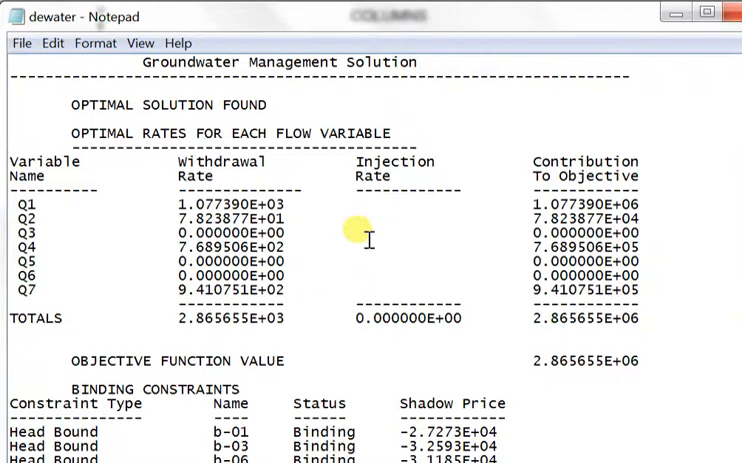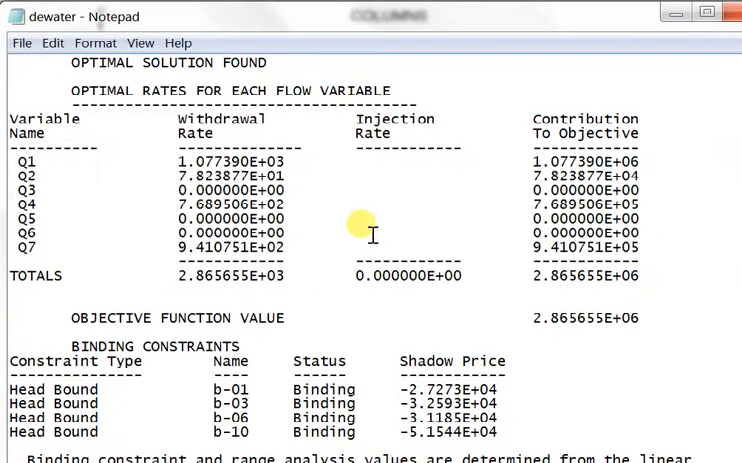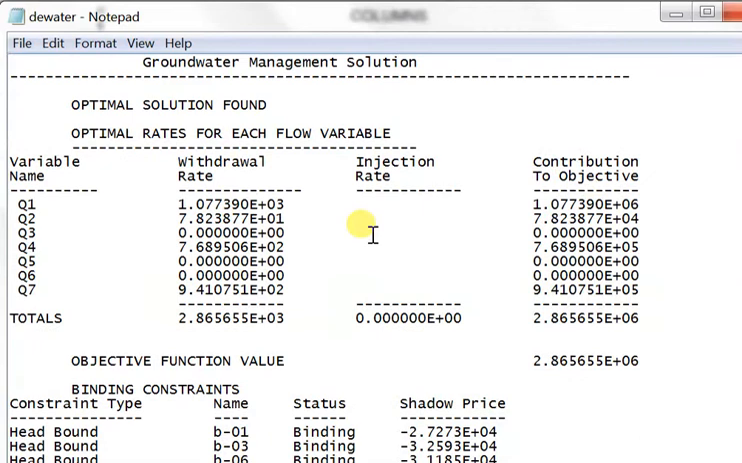And here is the optimal solution, and a number of things are reported at this juncture. First, we have the optimal flow rates. So here are our 7 variables, and here are the withdrawal rates that have been selected. Largest withdrawal is at location 1, and at location 7. Location 2 and 4 have somewhat smaller withdrawals. Notably, locations 3, 5, and 6 have no withdrawals at all.